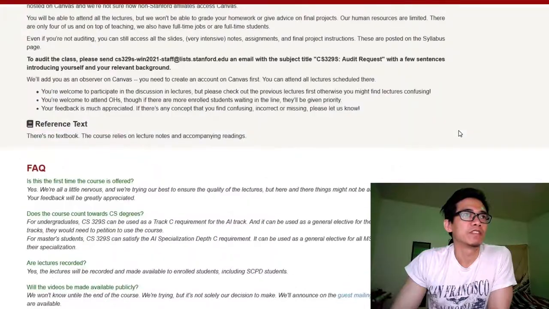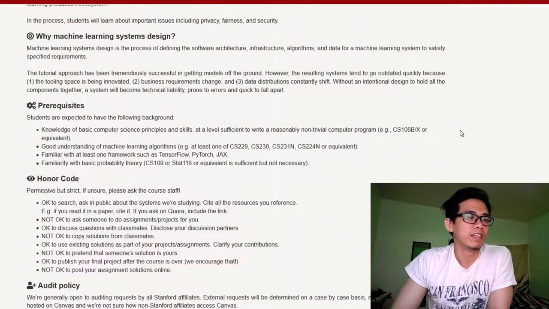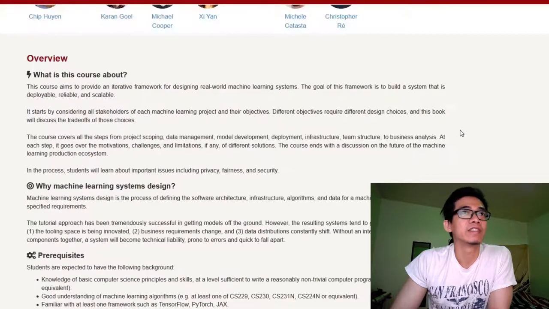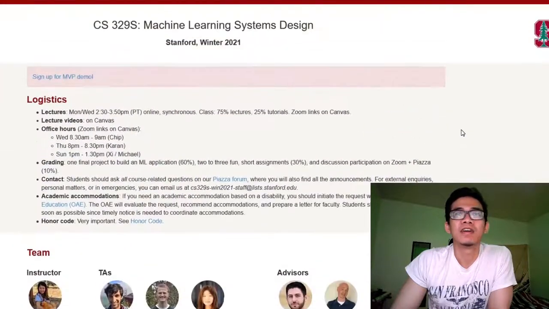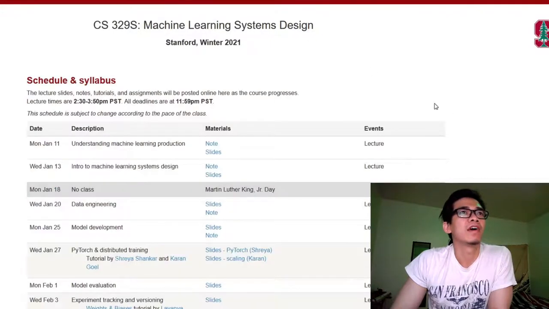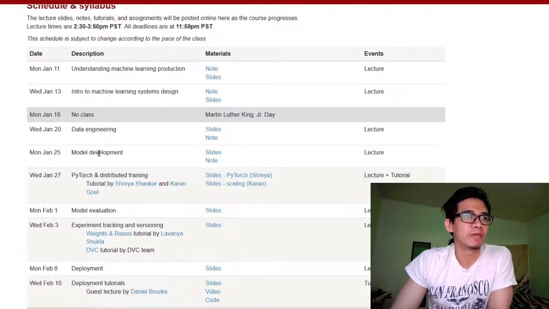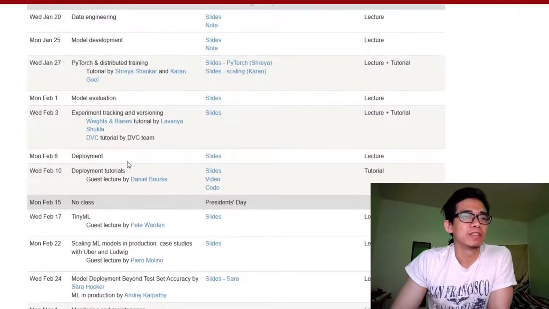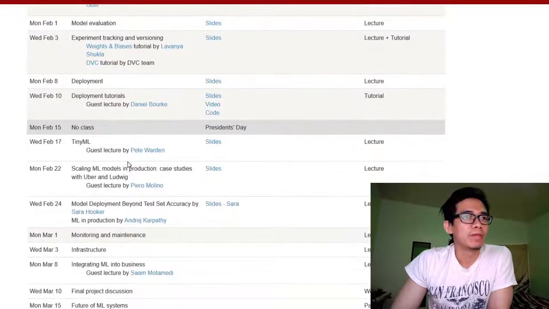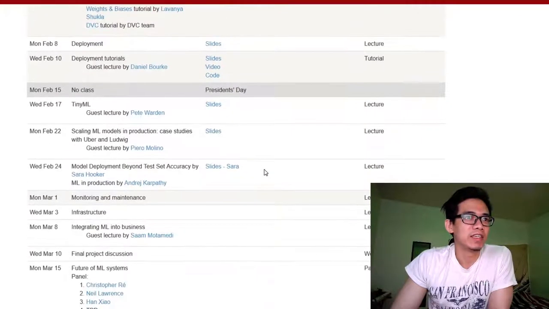It is offered for Stanford students, but I think you can send an email and they let you audit it. Hopefully, I think they will post the video lectures soon, but let's look at the syllabus. The first two lectures are introduction, and then you have lectures on data engineering, model development, and evaluation, and after that you have deployment. And after deployment, there are case studies, monitoring, and maintenance.